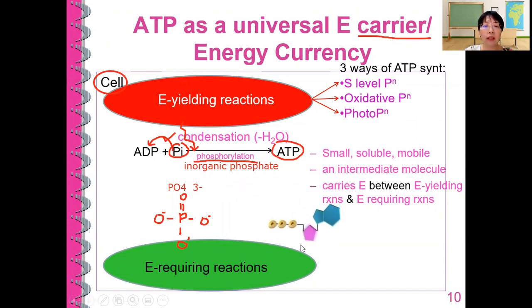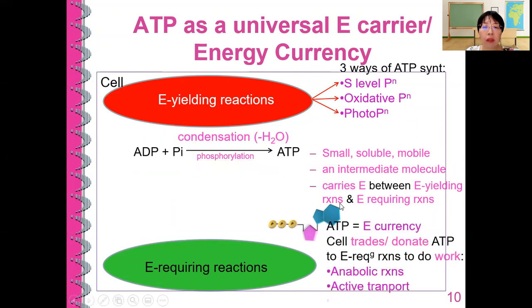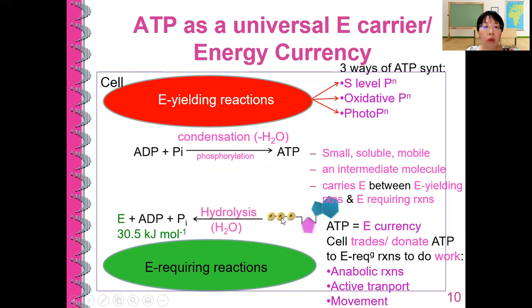Okay, so once it arrives at the organelle that requires energy, it will release the energy. So how does it release the energy? It will be hydrolyzed. So ATP is hydrolyzed to become ADP and Pi, and the energy released is 30.5 kilojoule per mole of ATP hydrolyzed. So this value you need to memorize, 30.5 kilojoule per mole of ATP.